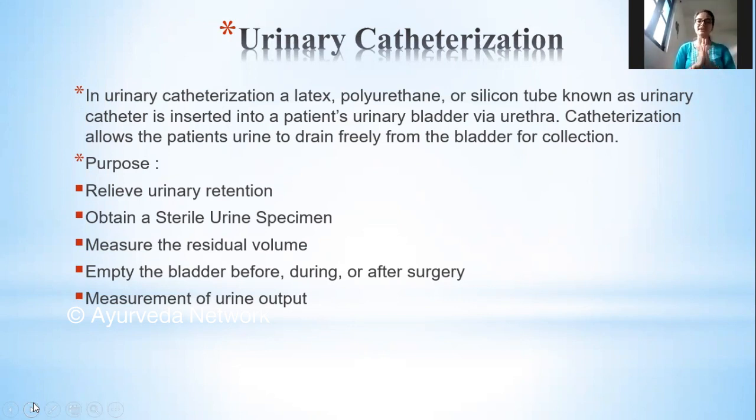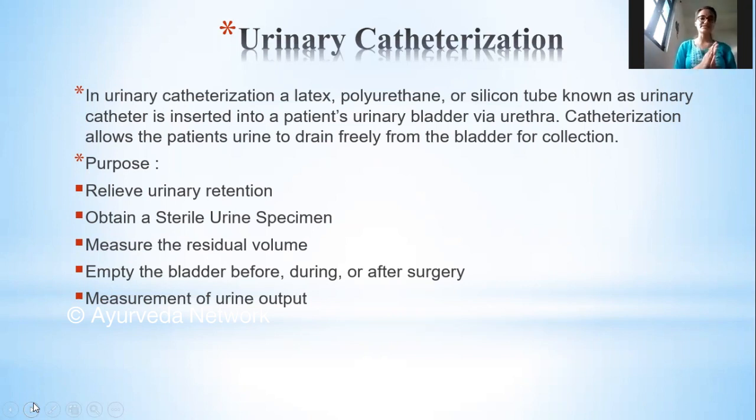Now, in urinary catheterization, a latex, polyurethane, or silicone tube known as a urinary catheter is inserted into a patient's urinary bladder via the urethra. As we have discussed, catheterization allows the patient's urine to drain freely from the bladder for collection, right? That is the simple definition of urinary catheterization. Now, what is the purpose of urinary catheterization? As we have discussed about urinary retention.